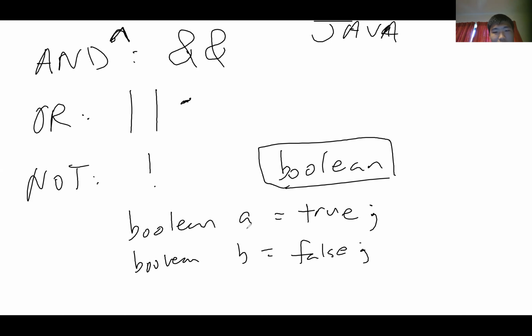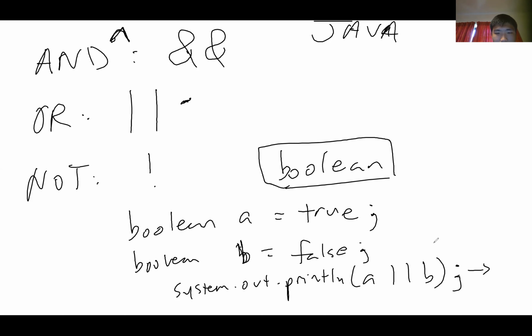Right, and say A and B represent sentences. Then you can do System.out.println(A or B), for example. This will print, what will this print? This will print true, right? And then you can do similar things like that. Basically, the idea. Why is it still not loading?